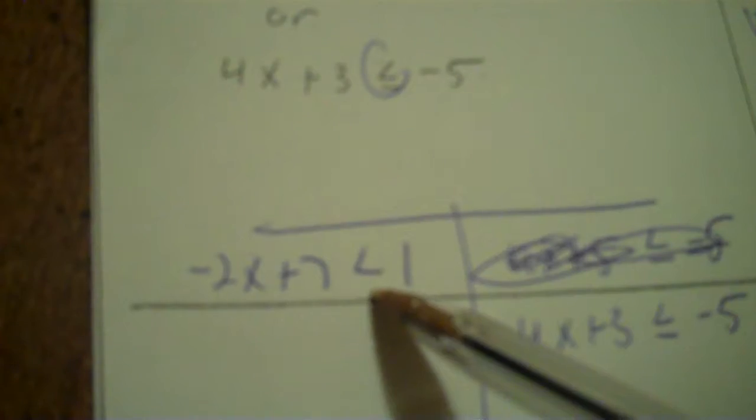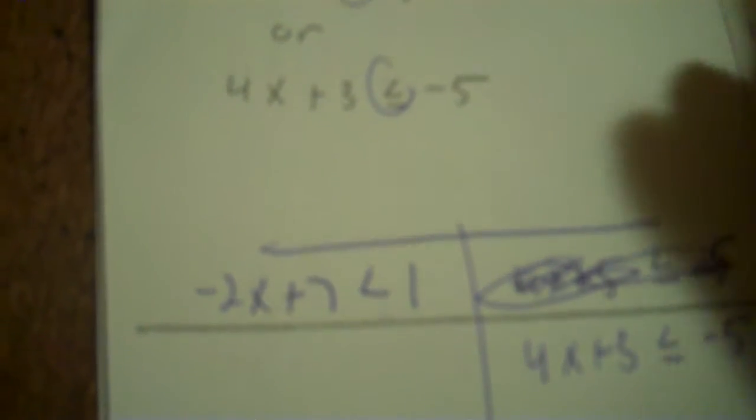Now, you're going to make a number line with the 0, and you're going to make that same table that you did in the last one. On one side, you put negative 2x plus 7 less than 1. And then you're going to put 4x plus 3 less than or equal to negative 5 on this side. You're basically going to just copy one on each side. You're about to find possible values for x.